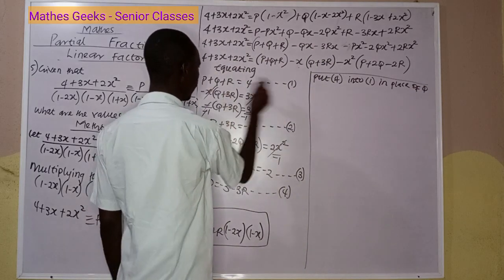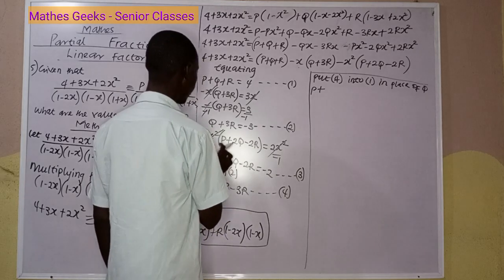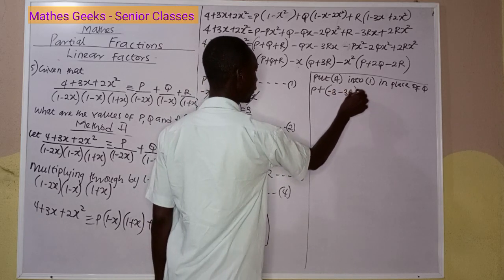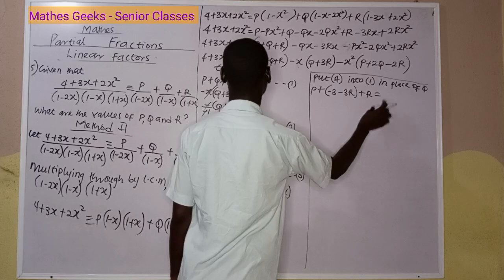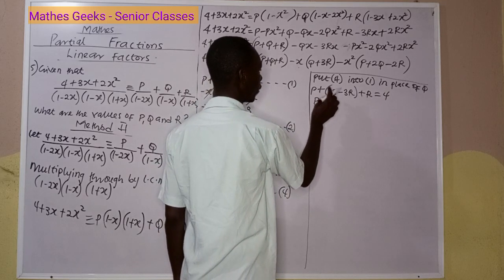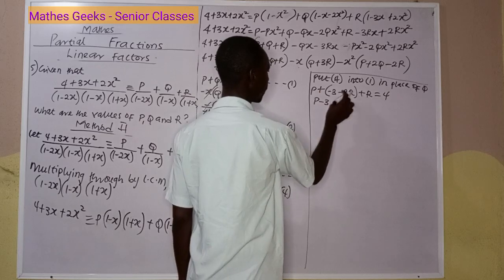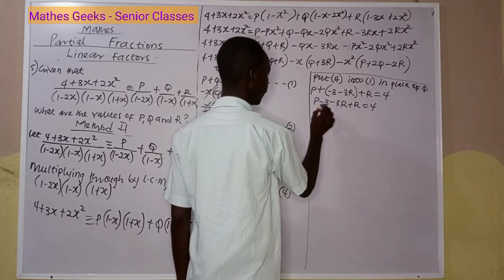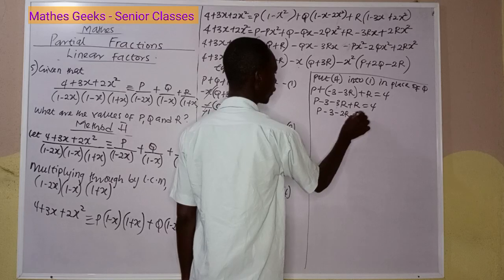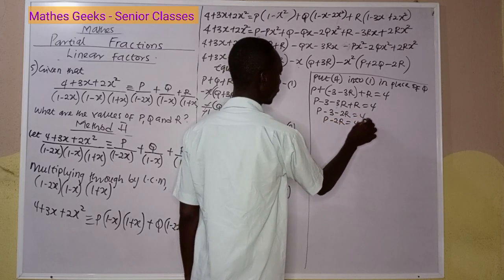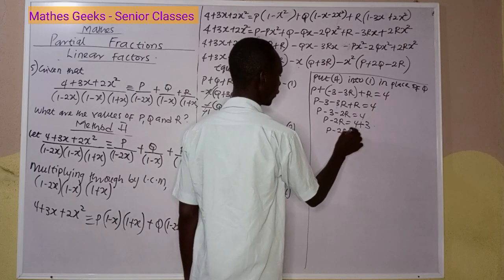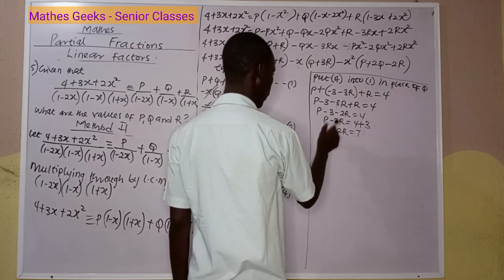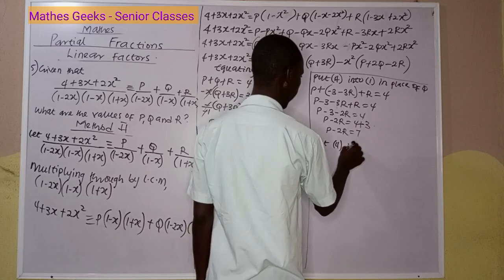So we're going to have p plus 2, that's minus 3r, plus r equals 4. So this will give us p plus minus minus equals minus 3, plus minus 3r plus r equals 4. So minus 3r plus r will give us p minus 3 minus 2r equals 4. P minus 2r equals 4 plus 3. P minus 2r equals 7. So here we put 4 into 1 in place of q, and we got this.